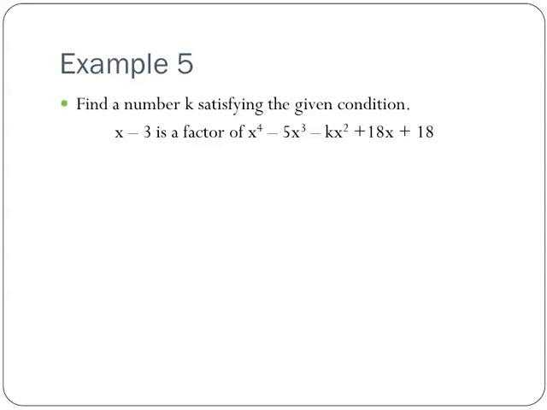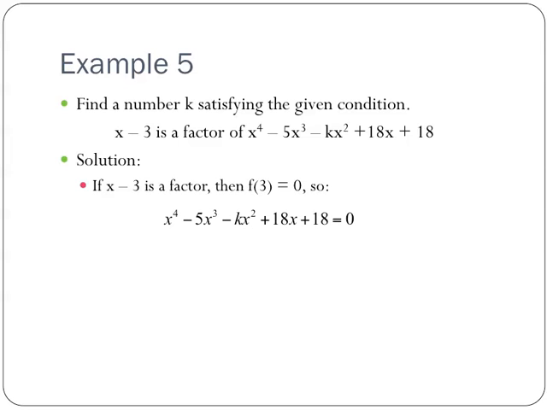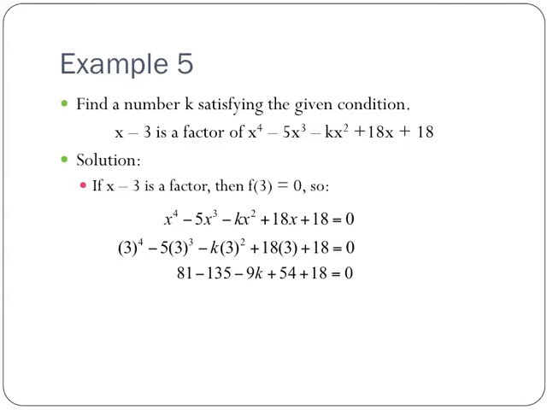So let's go ahead and plug 3 in. If x minus 3 is a factor, then f of 3 has to equal 0. So this entire thing has to equal 0 when we plug 3 in for x. So 3 to the 4th minus 5 times 3 to the 3rd minus k times 3 squared plus 18 times 3 plus 18 equals 0. Let's simplify that as much as we can. So we have 81 minus 135 minus 9k plus 54 plus 18 equals 0. Let's move all those constant terms over to the other side and combine them. So we end up with negative 18 on the right.